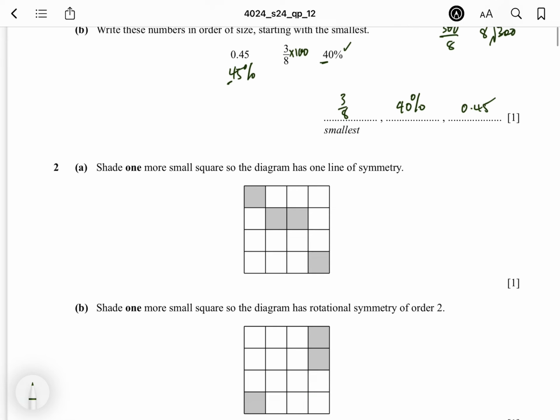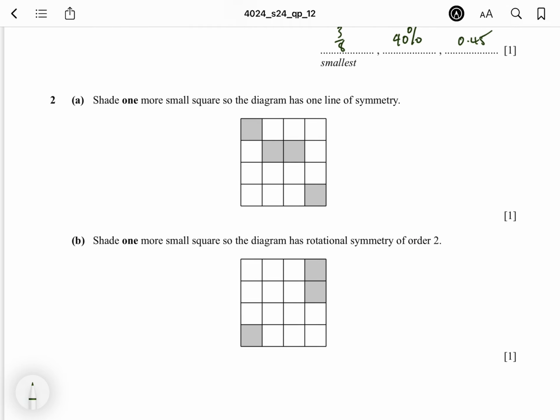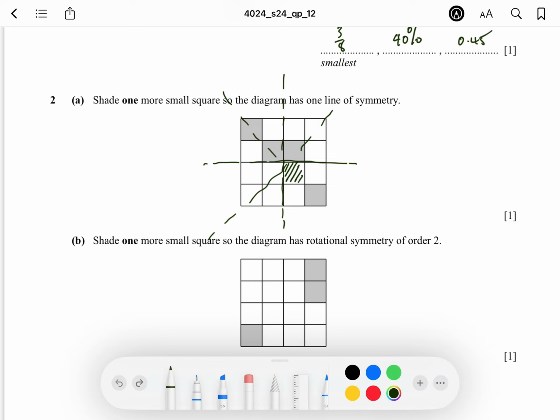Don't worry about getting the exact amount. This one, no problem as well. That's the one that you need to shade if you identify the correct one. So basically, you just find this one and this one. Which of these is a suitable line of symmetry, where you just need to shade one more. Okay, so that's the one that we should.